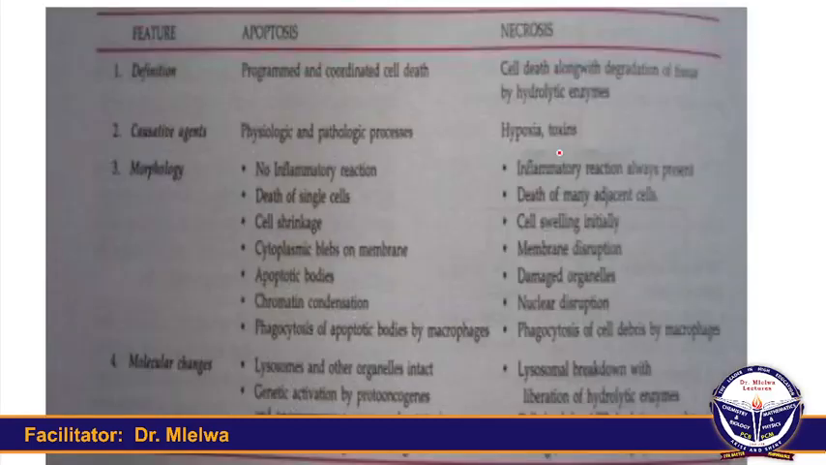Unaona bwana? Kwa hiyo finally, these are the differences between apoptosis and necrosis. Katika definition, apoptosis ni programmed and coordinated cell death. Necrosis ni cell death along with the degradation of tissue by hydrolytic enzyme. Apoptosis ni programmed and controlled cell death. Lakini necrosis ni cell death along with degradation of tissue by hydrolytic enzyme. Huko hakuna degradation of tissue, ni just apoptotic bodies zinatengenezwa.